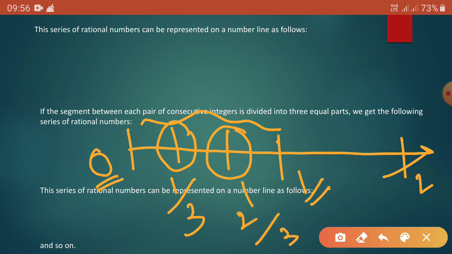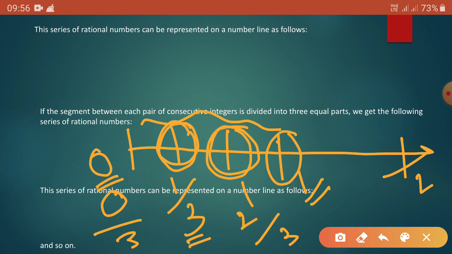So what are the numbers we are getting? This is 0, we can write it 0 by 3. This line denotes 1 by 3, this line denotes 2 by 3, and this line denotes 1, that is 3 by 3. Okay, we are getting it. So here, the segment between each pair of consecutive integers is divided into three equal parts.